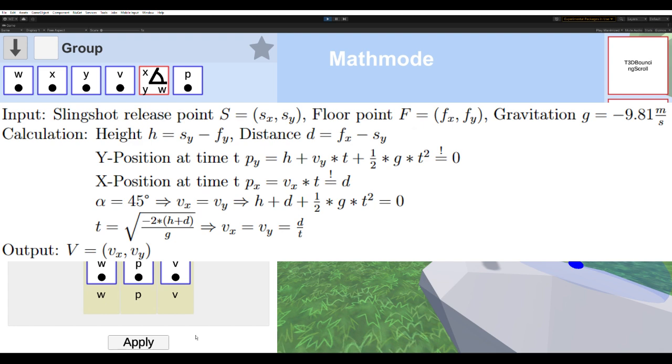For the next step, a quadratic formula determining the y position and a linear formula determining the x position are created. Since the slingshot is propped at an angle of 45 degrees, the velocity in both x and y directions are the same. Both formulas are combined and solved for the time of flight of the package. For the final step, MMT returns the calculated velocity as the output of the scroll.